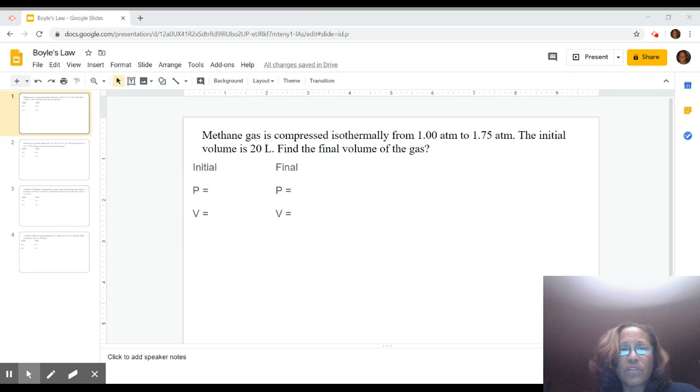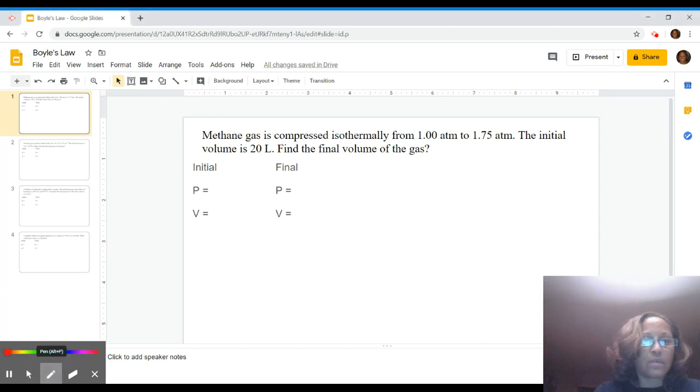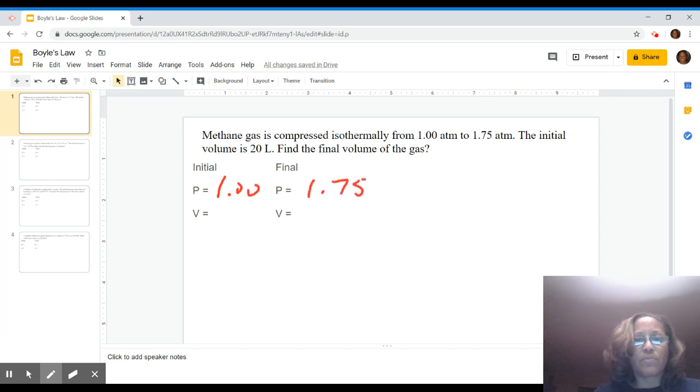All right, so the first example problem I have says methane gas is compressed isothermally from 1 atm to 1.75 atm. The 1 atm is the initial pressure, so you write it right here. And the 1.75 is the final pressure. Then it says the initial volume was 20 liters. So I'm going to write that right here.